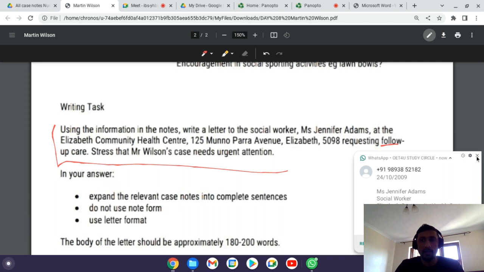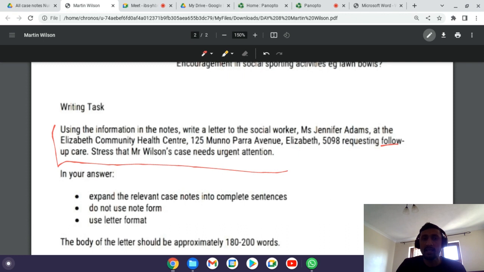So you can see there is follow-up care that needs to be done, and stress that Mr. Wilson's case needs urgent attention. This point is very, very important. So you got three points from this writing task. One is that you are going to write a letter to the social worker; the name and address are already given. Second is follow-up care. Third is that it needs urgent attention.